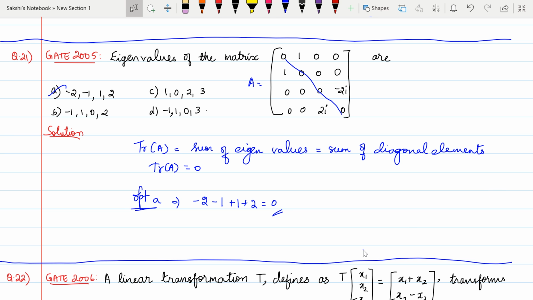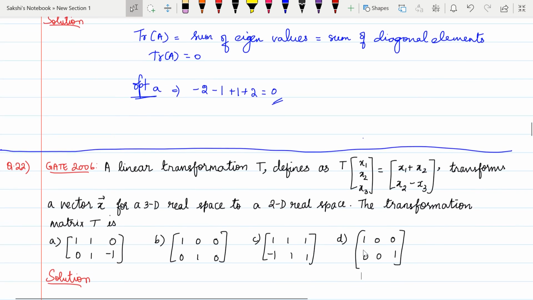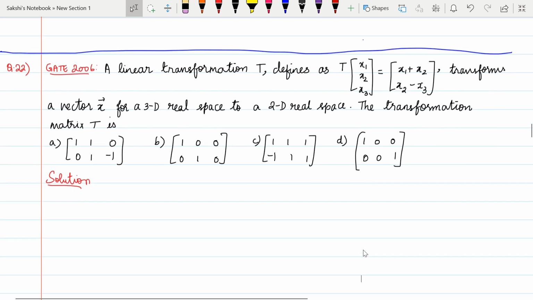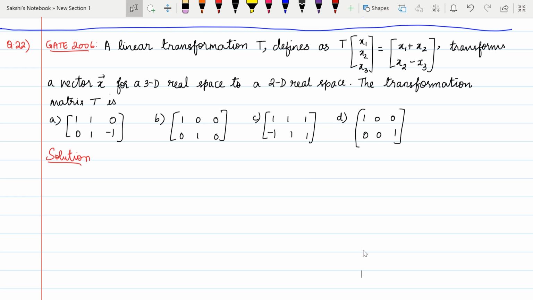So let us see the 22nd question, which is from GATE 2006. So here if you see the question, a linear transformation T defined as T of a column matrix is equal to a column matrix. Transform a vector X from 3D real space to 2D real space. So this transformation transfers the vector X from 3D to 2D real space. So we have to find what is this transformation matrix which does this transformation from 3D to 2D. Okay, so if you substitute any one of the options in this place, you're going to get the answer.